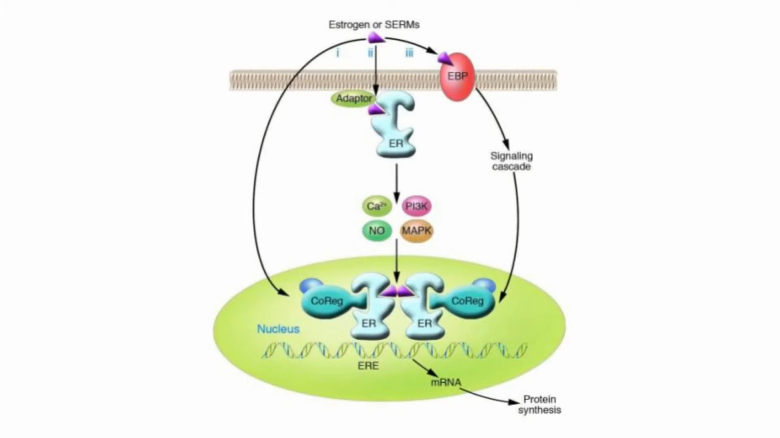The last mechanism will be non-ER plasma membrane associated estrogen binding proteins, and that is mechanism number 3 in this diagram. And this happens through a signaling cascade when estrogen binding proteins may trigger an intracellular response.